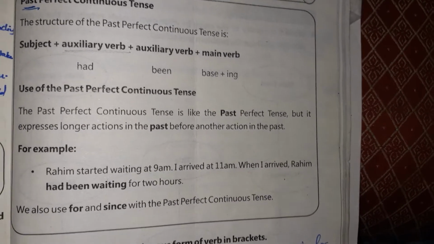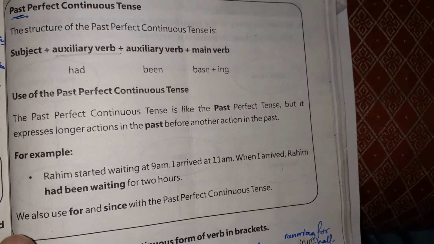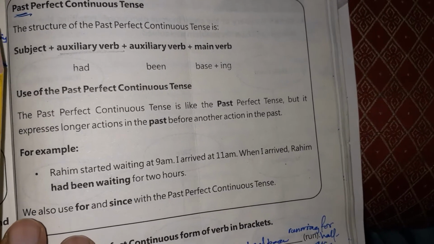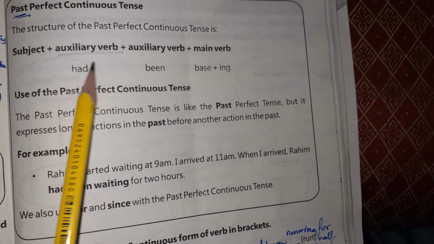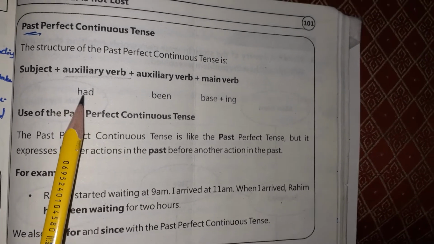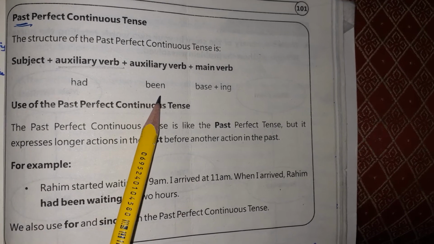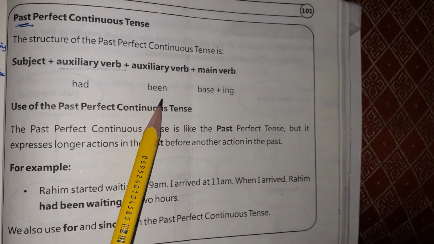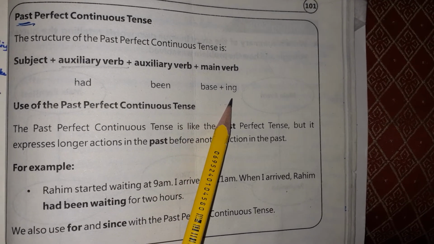Okay, so what is the setting, और आप इसको कैसे देखेंगे? सब्जेक्ट सबसे पहले आप लगाएंगे, then auxiliary verb plus auxiliary verb two times because we have to use here had been. Okay, had is an auxiliary verb as well as been is also an auxiliary verb in this tense. Then base word आपका verb लगेगा and then you will use ing with it.